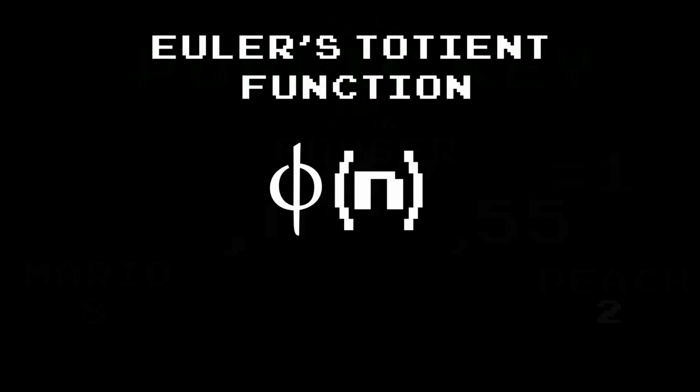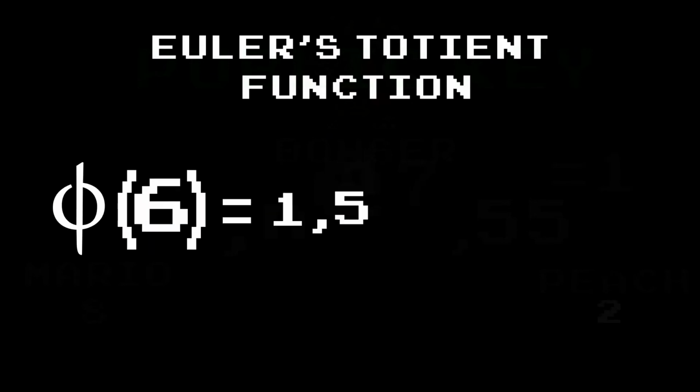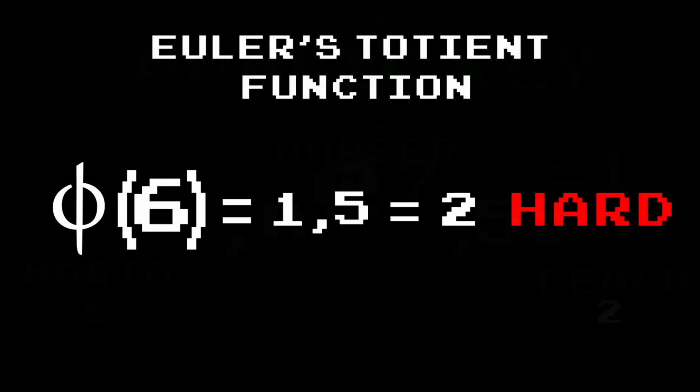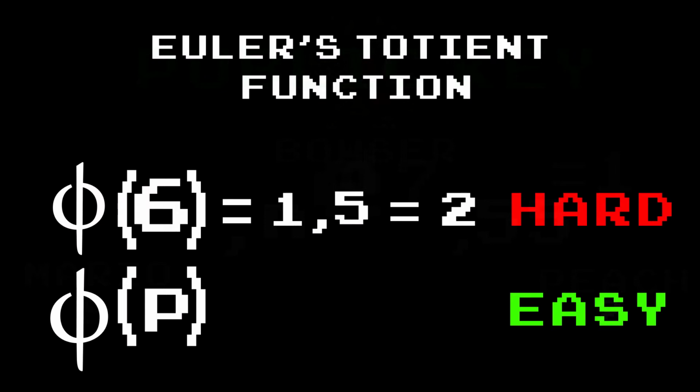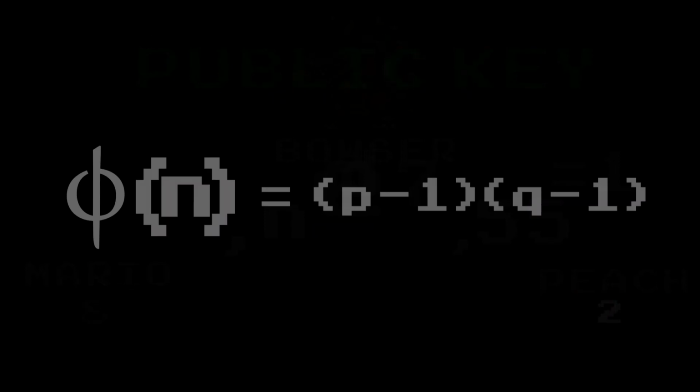Euler's totient function, denoted by phi of n, must now be generated. The totient of a number is the number of numbers smaller than n which are co-prime to n. Calculating the totient function is hard, except for with prime numbers, as prime numbers are co-prime with every number but themselves. The totient of a prime number p is just p minus 1. The totient function is multiplicative, so we get this result.